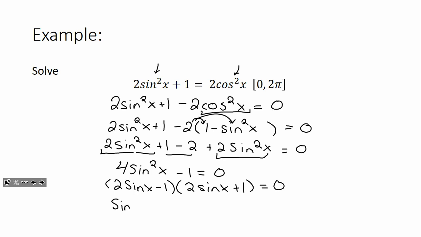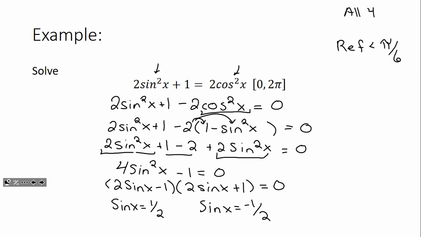Make each bracket equal to 0 and solve. And we are finding when sine x is equal to 1/2 and negative 1/2. That's going to be in all four quadrants. My reference angle is pi over 6. We're in all four quadrants. So my answers are going to be x equals quadrant 1, pi over 6. Quadrant 2, 5 pi over 6. Quadrant 3, 7 pi over 6. And then 11 pi over 6 in quadrant 4. And those are my four solutions.